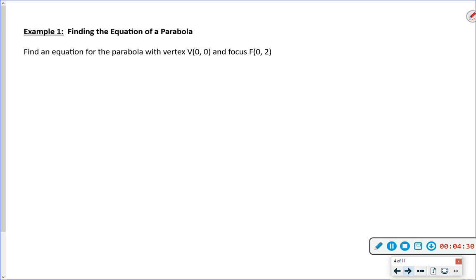Find an equation for the parabola, vertex (0, 0), and our focus is at (0, 2). So the first thing I'm going to do is just jot down, because today we're looking at the vertical ones right now, x squared equals 4py. We haven't done the left and right ones yet. We're on the vertical. Now, I'm kind of a visual person, so I'm thinking about, okay, if I've got this parabola, (0, 0) for my vertex, and my focus is at (0, 2).